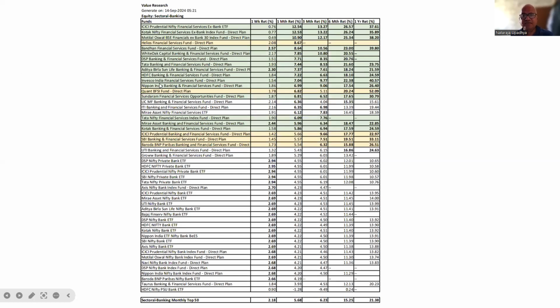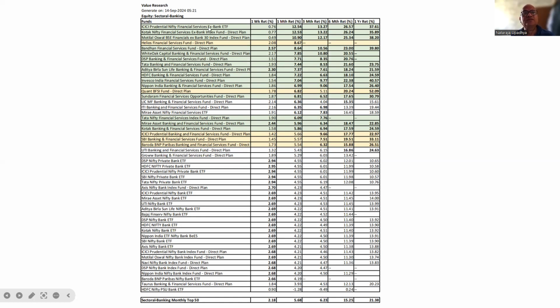Next comes the banking funds. There are more than 50 banking funds, only the monthly top 50 are given. They did well in the last 1 week, but are a bit subdued for 1 month, 5.68. Very bad for 3 months, 6 months and 1 year. So of late they are doing better, especially since the last 1 week. There are a lot in green.